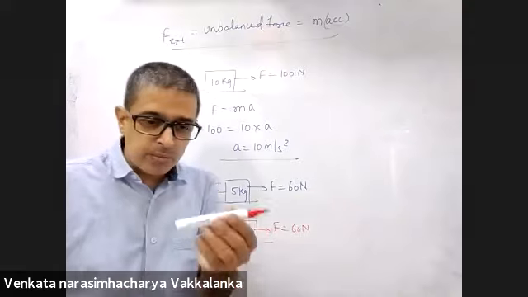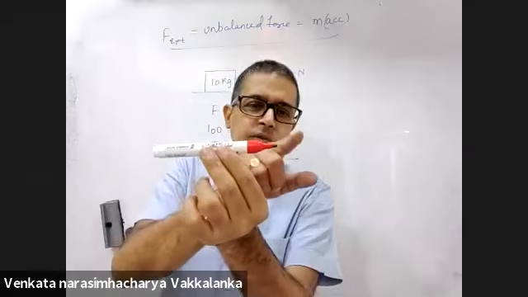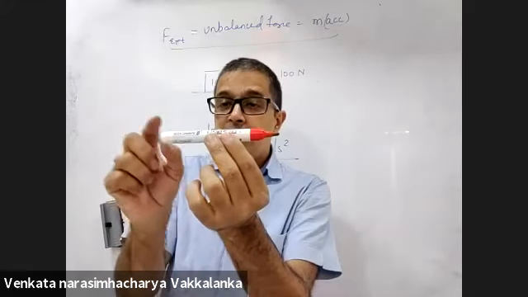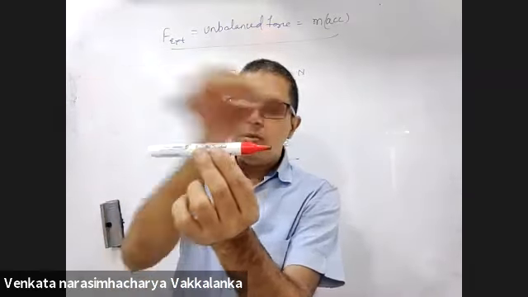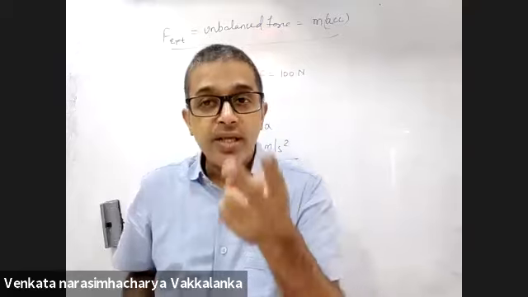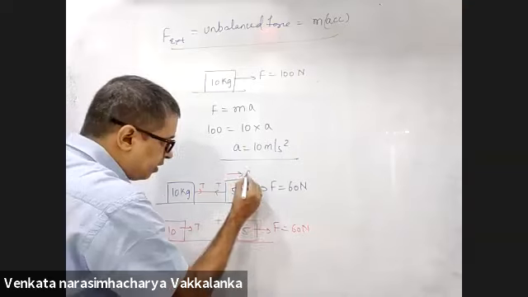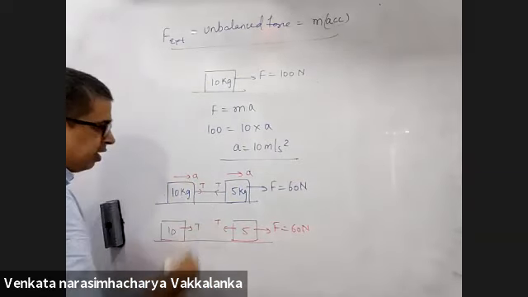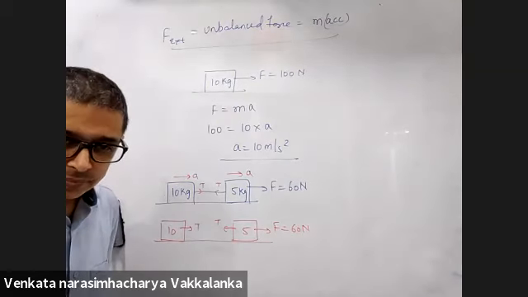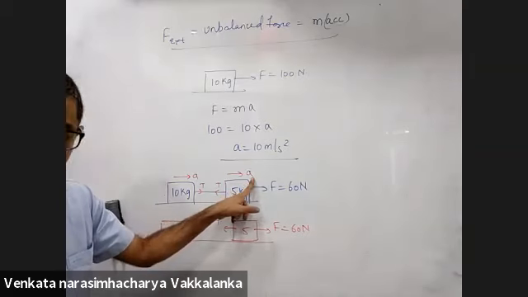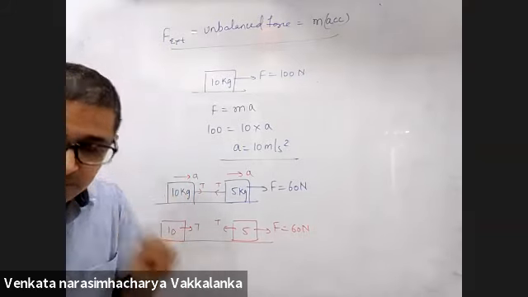Now the beauty in the problem is, the string is inextensible. So if this end moves by a distance of x1, this end also moves by a distance of x1. Both the ends will move by the same distance, or by the same velocity, or by the same acceleration. If this is going to the right with an acceleration of a, this will also go to the right with the same acceleration.